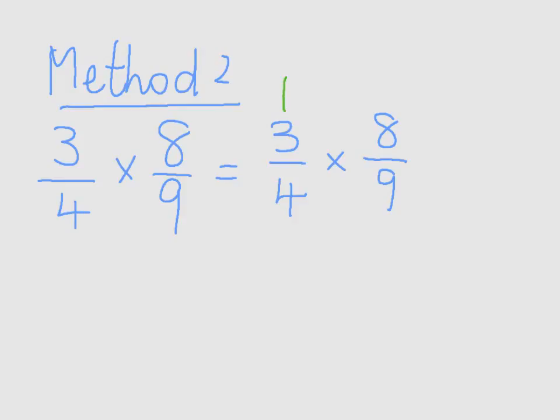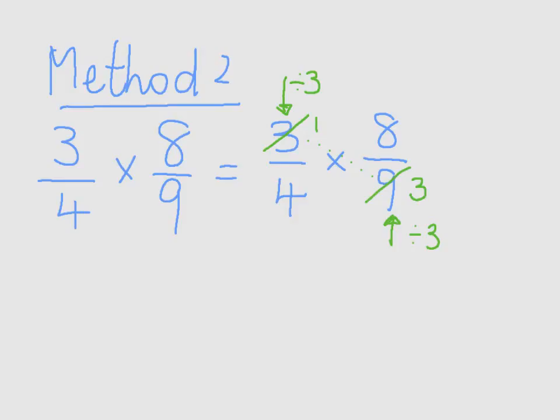So if we look at 3 and we look across the diagonal, we have 9. So this time we're looking, is there a common factor to 3 and 9? Well, there is. They can both be divided by 3. They're both in the 3 times table. So if we divide 3 by 3, we get 1. And if we divide 9 by 3, we get 3.